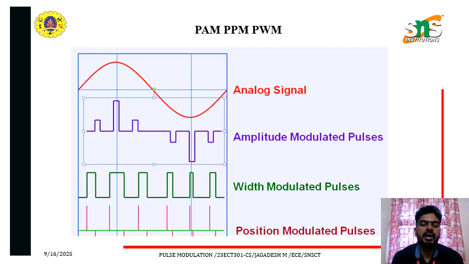So let us compare PAM, PPM, and PWM in a single graph. First, the input is an analog signal, which is common to all. The remaining waveforms, the amplitude modulated pulse, width modulated pulse, and position modulated pulse, are shown in this diagram for a clear understanding of the differences between these three methods. Hope you have understood pulse amplitude modulation, width modulation, and position modulation.